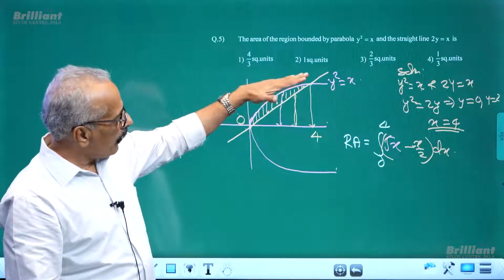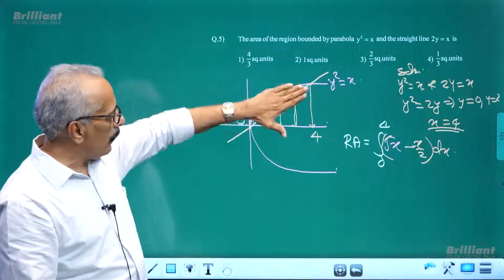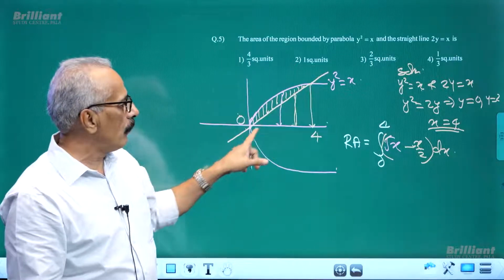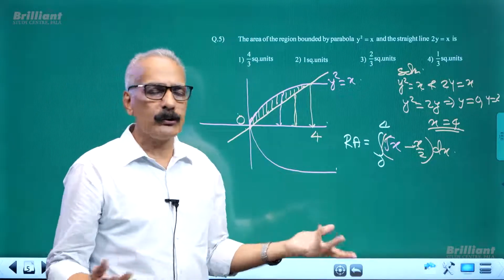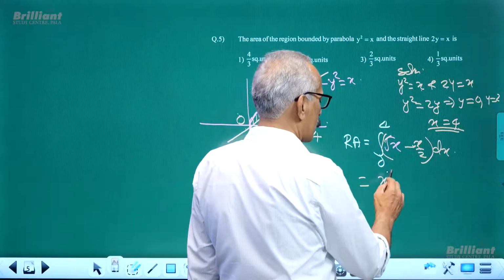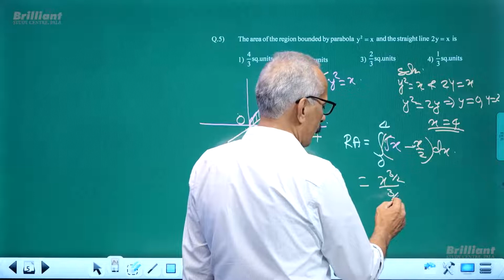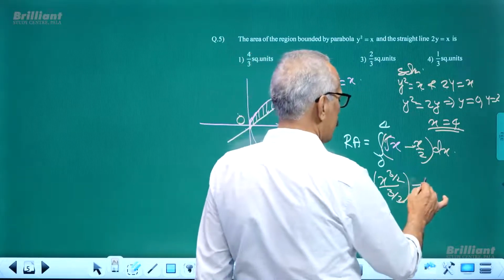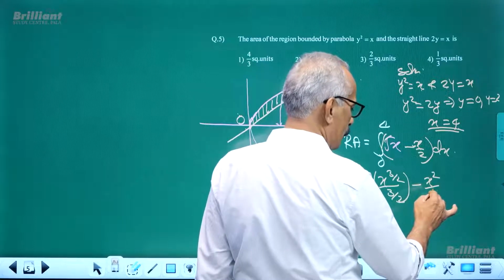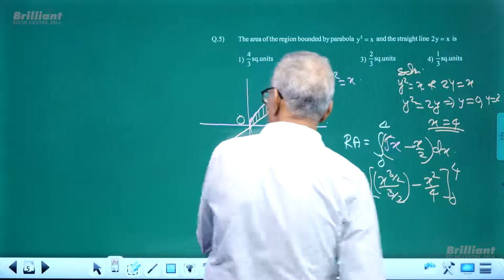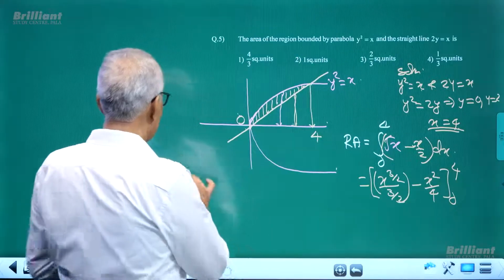Integral 0 to 4 under the parabola, this entire part, minus integral 0 to 4 under this line. Or you can write half base into altitude also, you can apply. No problem. So what is the integral of this? x raised to 3 by 2 divided by 3 by 2, x raised to half plus 1. Minus, this is x square by 2, means x square by 4, within the limit 0 to 4.